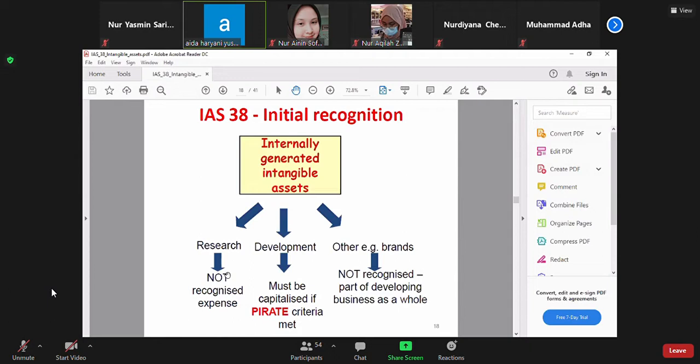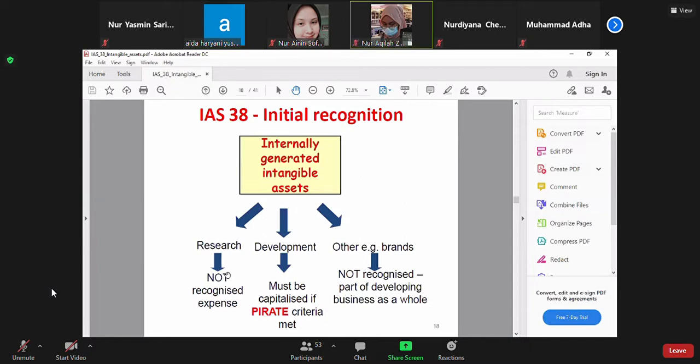Research dia. Now, selalunya yang you all tengok dekat dalam Shopee, dia selalunya ada intangibles nama research and development cost. Am I right, class? Selalu tak you tengok dalam Shopee dia ada tulis research and development cost. Ada tak you all tengok Shopee? Ada tak tulis tu? Ada.